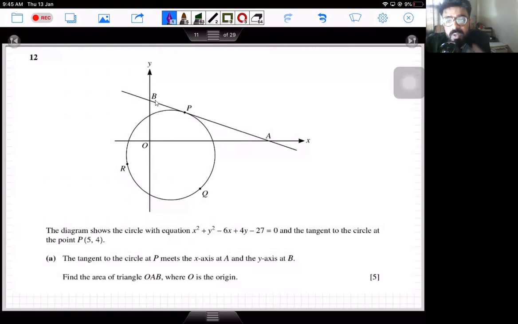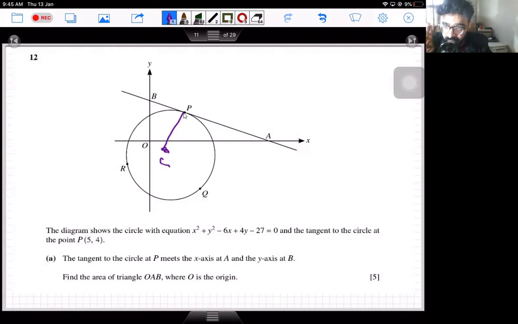Now this would only be possible if you find the equation of this straight line which is tangent to the circle at point P. Now in order to find the equation of the tangent, obviously you need the gradient of the tangent. And in order to find the gradient of the tangent, what you need is, let's say this point C, which is the center of the circle. So first of all, you need the gradient of this line PC.